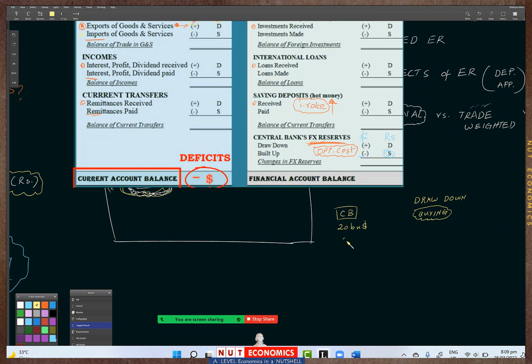Buying FX reserves means that maybe the central bank says, again I'm using the same numbers, I want to buy $5 billion more, I want to build up my FX reserves. Where will these dollars come from? The central bank will go to the FX market and buy dollars, so they have to pay. What will they pay? They will pay rupees.